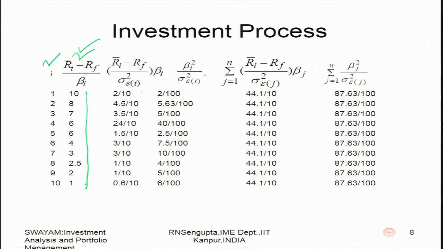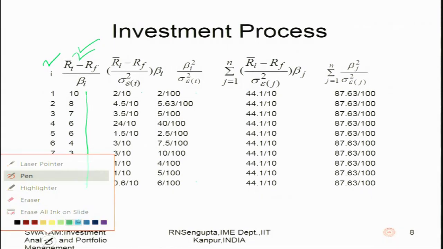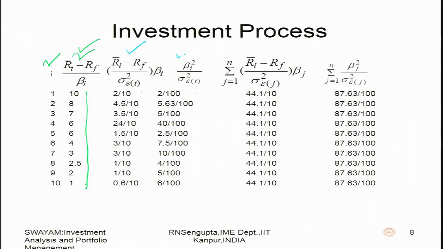Beta square divided by sigma square, again I am not mentioning the denominator because the denominators are all 100. Purposefully I have done that so that it will be easier for me to explain and easy for you to understand and add them up. They start from a value of 2 till 6. So, this third column which I am marking blue with one tick, and the fourth column which I am marking blue with two ticks, are based on the fact that you have ranked the second column, which is the excess return with respect to the beta.